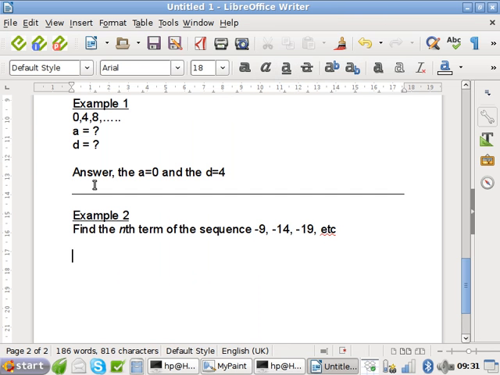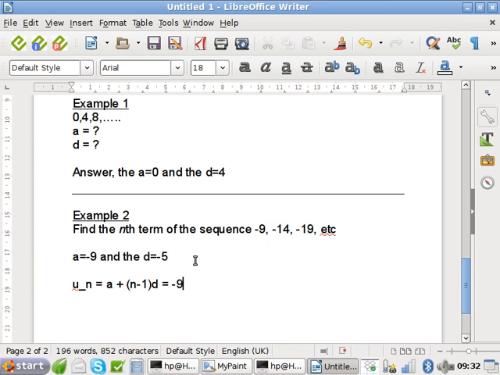Right. So firstly, what's the A here? Minus 9. Good. And the D? Minus 5. Now, if you have trouble seeing what that is, you can always find the D by taking the second term and minusing the first term, or even the third term minus the second term. Anyways, that's the A and that's the D. So, do we remember the formula for Un, the nth term? Yeah, it's A plus (n minus 1)D.